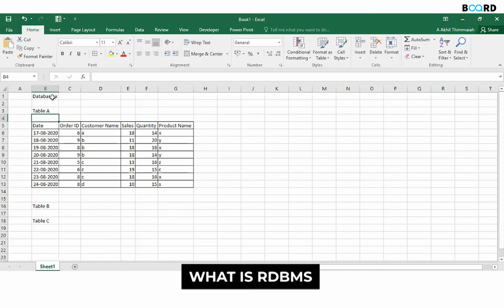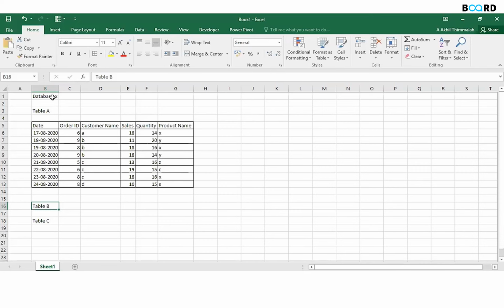RDBMS is if table A is related to table B, if there is a relationship between table A and table B, then it is called a relational database, which means that the database has relationships between the tables. That's why it is called relational. Okay.